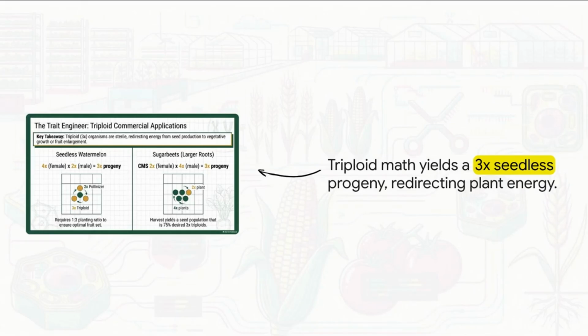The secret here is triploid math. Breeders strategically cross a 4x female plant with a standard 2x male. The resulting offspring is a 3x triploid. And since 3 is an odd number, those chromosomes can't pair up evenly, which makes the plant completely sterile. But here's why that's brilliant for us. Without wasting energy developing hard, annoying seeds, the plant redirects all of its metabolic power into growing much larger, significantly sweeter fruit.